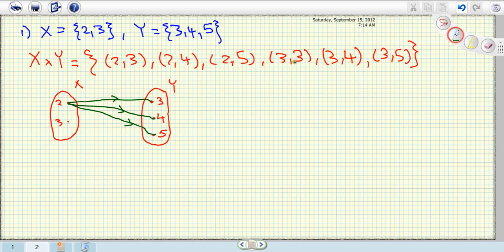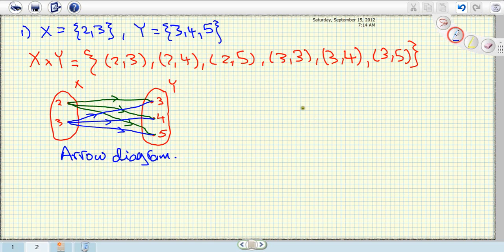Okay, we have another ordered pair here, 3 and 3. Let's use another color. So this is 3 and 3, 3 and 4, and 3 and 5. So we represent the Cartesian product of x and y by an arrow diagram.